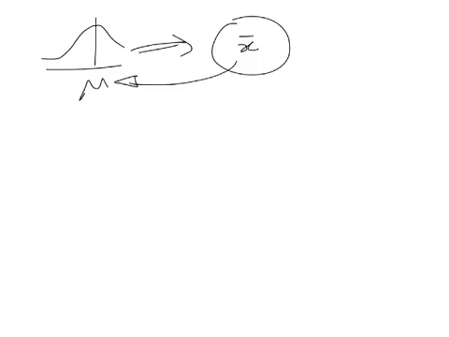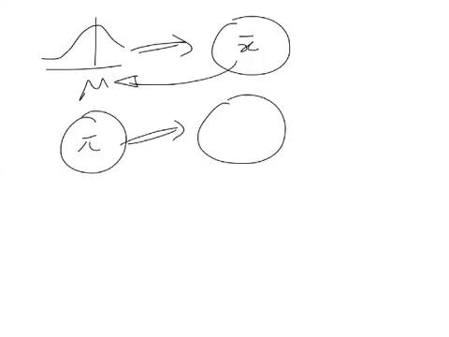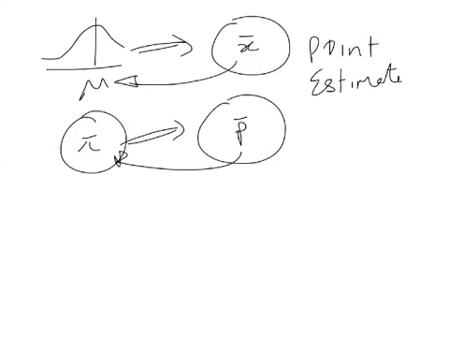If we have a population that has a true proportion pi, and we took a random sample, and we observe the sample proportion p bar, then p bar is a point estimate of pi. So these are just single values.